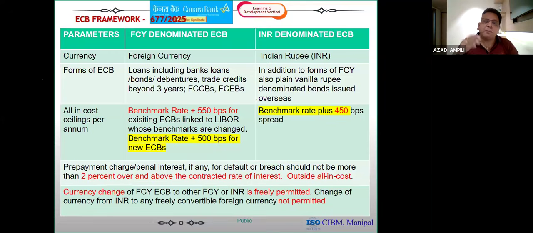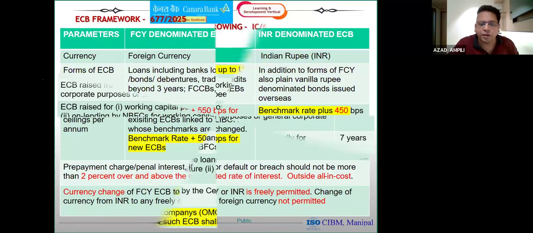All-in cost ceilings per annum is benchmark rate plus 550 basis points for foreign currency. Like existing ECB is linked to LIBOR. See, earlier LIBOR used to be there. Some old ECBs are there, still they are linked to LIBOR only, but now LIBOR is not there. Who are earlier linked to LIBOR, for them, benchmark rate plus 550 basis points. New ECBs, it is benchmark rate plus 500 basis points. Benchmark rate is ARR actually, ARR plus 550 basis points, ARR plus 500 basis points for new ECBs. And whereas coming to INR, benchmark rate plus 450. So you have to remember 550, 500, 450.